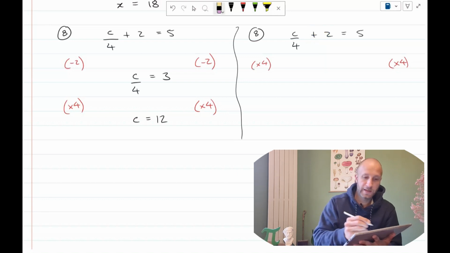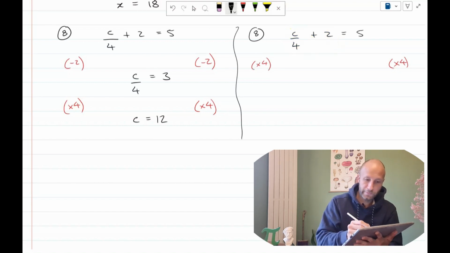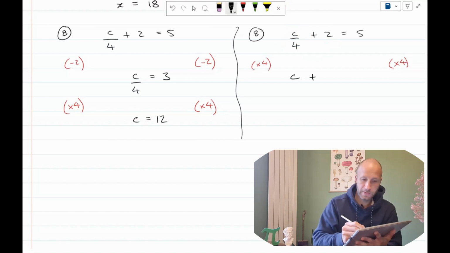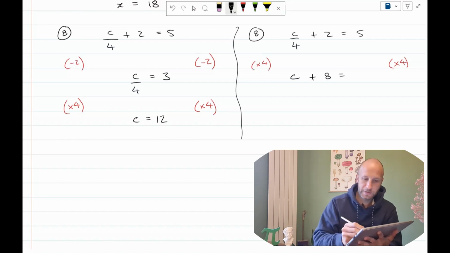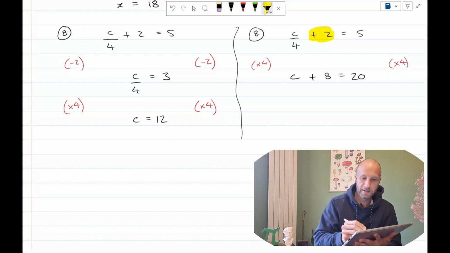When I times the left-hand side, this whole side by 4, I have to times every term by 4. So not only do I times the c over 4 by 4, which will just give me c because it cancels the division, I also have to times the 2 by 4 to give me 8. And I've got to times the other side by 4. 5 times 4 gives me 20. People sometimes forget to multiply this.